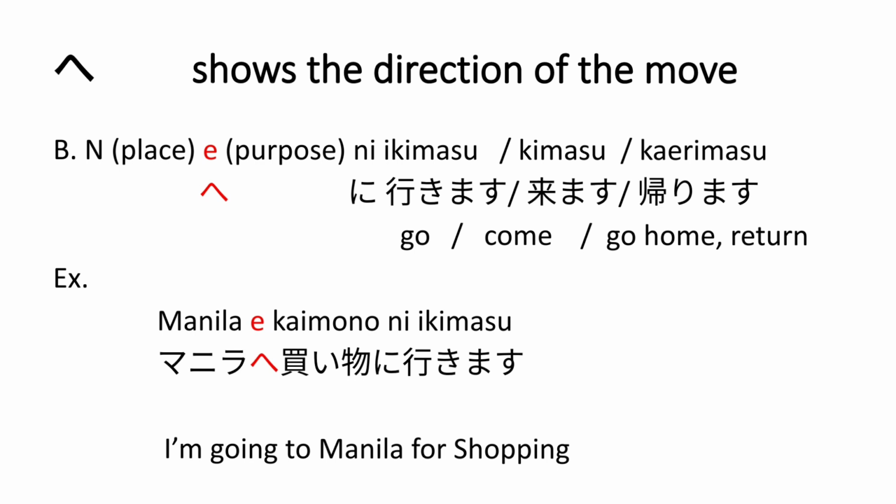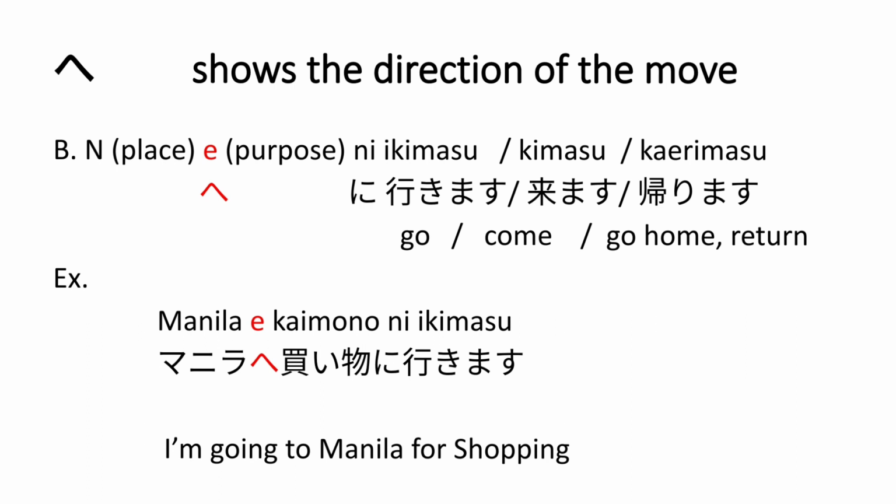Okay, so in here you can see that there is a ni particle before ikimasu because there is a purpose. What purpose? Let's see the example. Kaimono. Kaimono is shopping. So in here, I am going to Manila for shopping. So the purpose is in the middle of the sentence. Okay? If you have the purpose, you need to put the particle ni for the purpose. Okay? But as you can see, there is a place as well before the purpose. That is Manila. So if you have Manila, your place, your particle should be e because your verb is ikimasu.